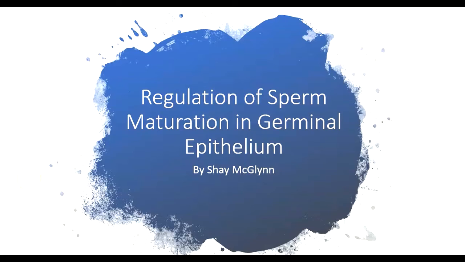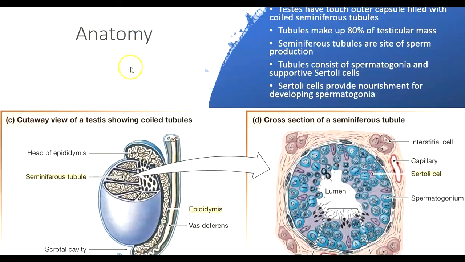So I chose to do my presentation on the regulation of sperm maturation and germinal epithelium. Our first slide here, we're going to review the anatomy quickly. We can see in these photos that the testes have a tough outer capsule that includes masses of coiled seminiferous tubules, which make up about 80% of the testicular mass. The coiling almost looks like the small intestine, and you can see how much of the actual testicles it takes up. The seminiferous tubules are the site of sperm production, so obviously very important.